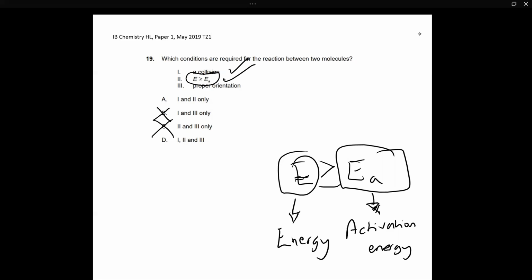Let's look at the next part, proper orientation. At this part you may be a bit confused. What is proper orientation? Do we need this? Is it necessary? Because these are just molecules. As a matter of fact, we actually do need proper orientation. Without proper orientation, a successful collision cannot happen.